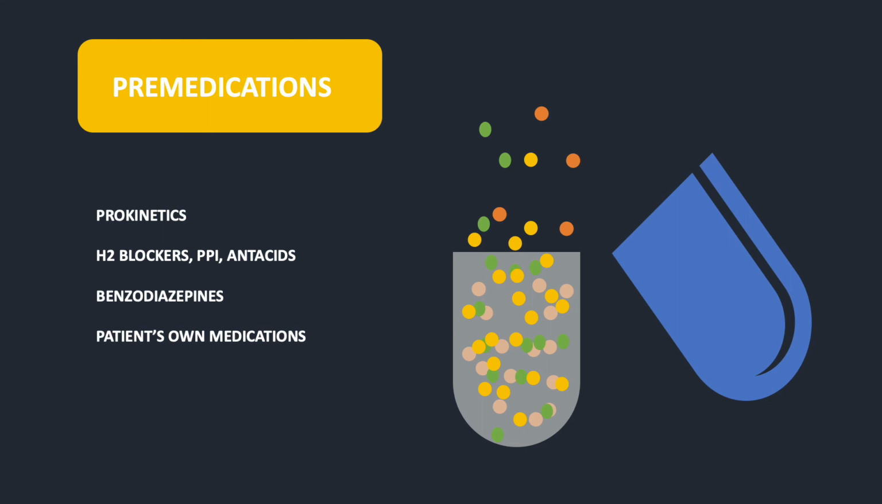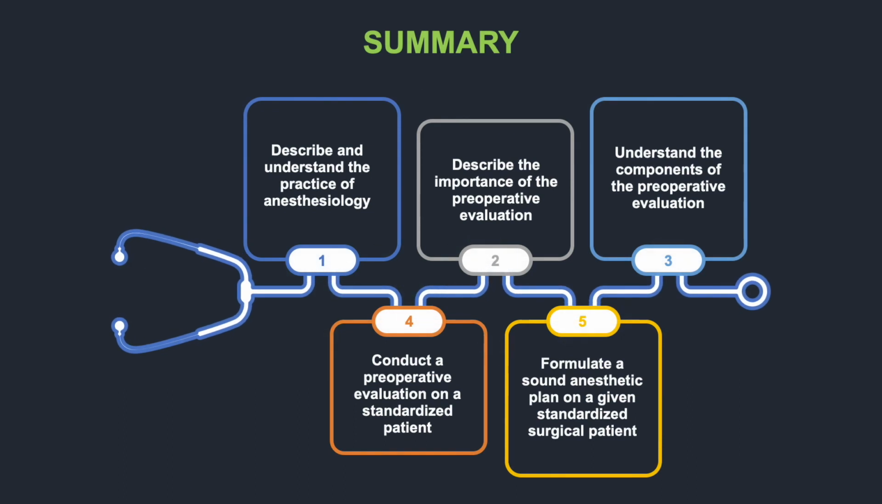If the patient is really anxious, we can opt to give them benzodiazepines or just talk to them, explain the procedures and calm them down. Sometimes, and most of the time, they're okay with that. And if patients have their own medications like antihypertensives, we usually give those medications to them the morning of surgery. But if they're diabetic, we omit the morning dose.